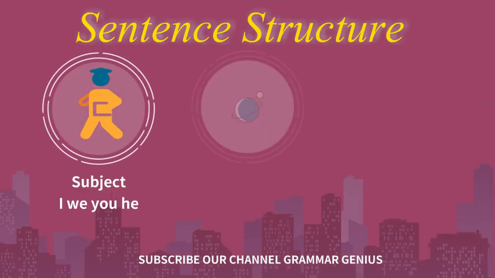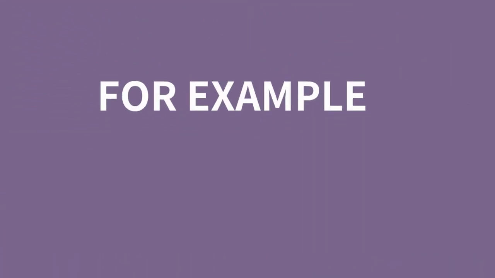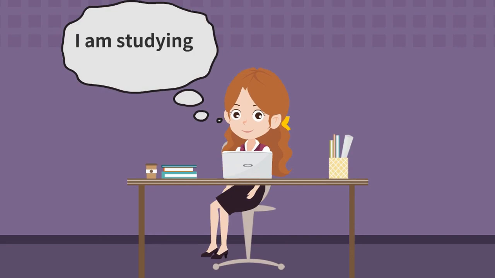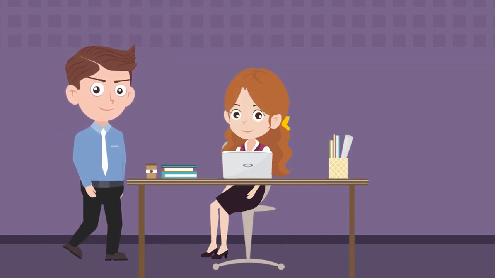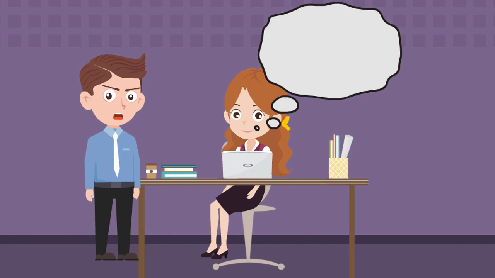Here is the sentence structure: first write the subject, then the verb, then the present participle. For example, I am studying. Example, I am teaching.